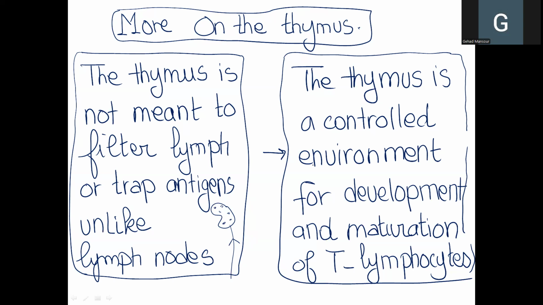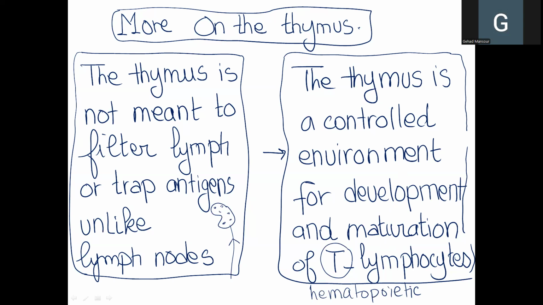But the thymus is designed to be a controlled environment for the development and the maturation of the T lymphocytes. We mentioned before in the previous part that the T lymphocytes, just like the B lymphocytes, are made in the bone marrow. And the bone marrow is the main site for synthesis and making of the blood cells because it contains hematopoietic cells or tissue that is concerned with the synthesis of the blood cellular components.